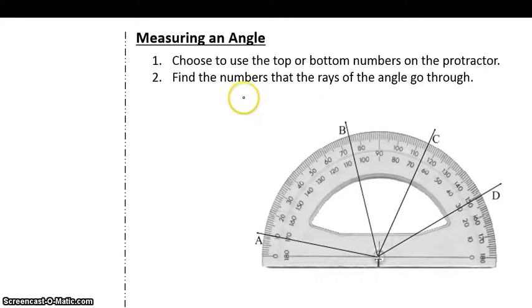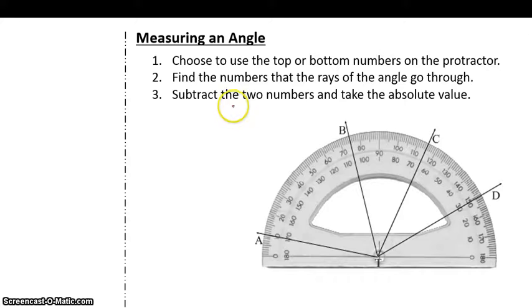Second step, find the numbers that the rays of the angle go through. We'll do an example where I show you what each of these steps mean, but I want you to get the steps written down before we do the example. So second step, find the numbers that the rays of the angle go through. And the third step, you'll subtract those 2 numbers and take the absolute value, because we're not going to be dealing with negative angle measures. All of your angle measures should be positive, so that's why we have to do the absolute value piece. So you subtract those numbers, which are coordinates on a protractor. You subtract those 2 numbers and take the absolute value.